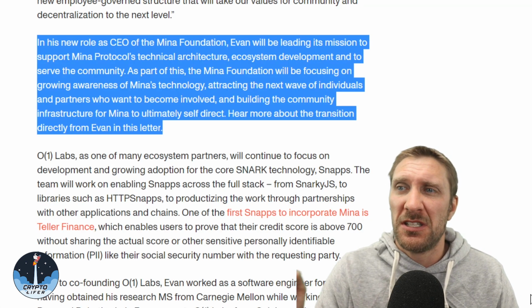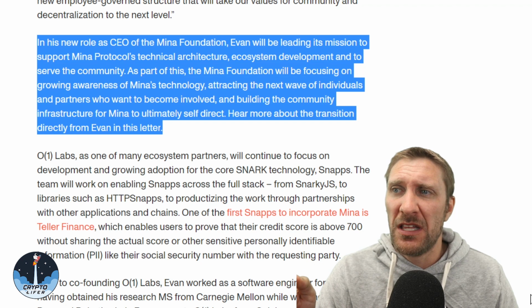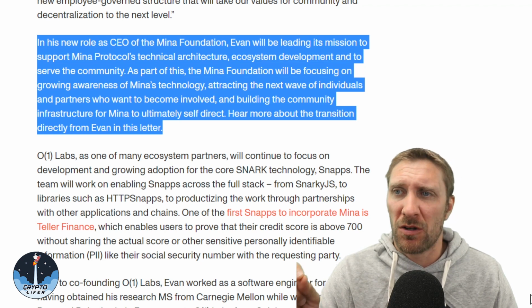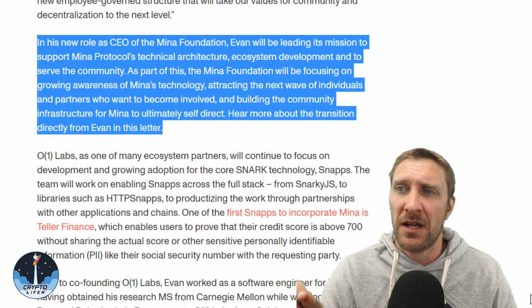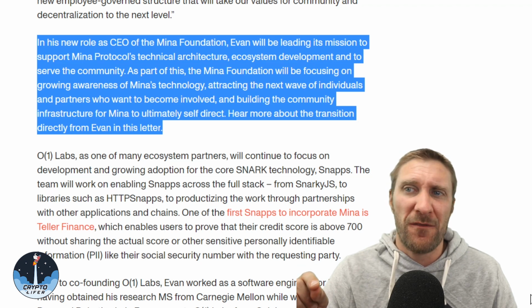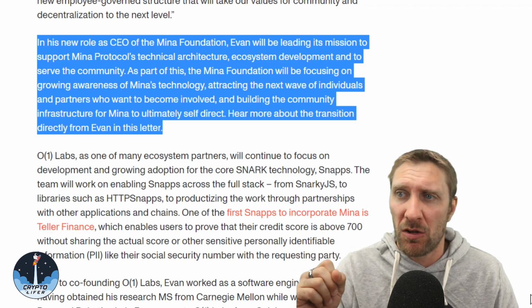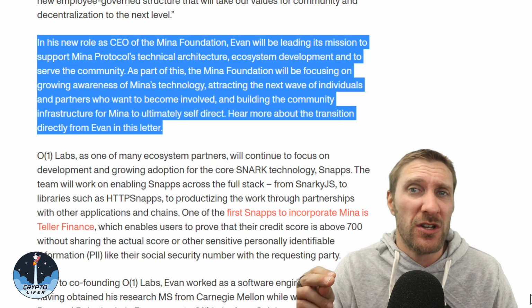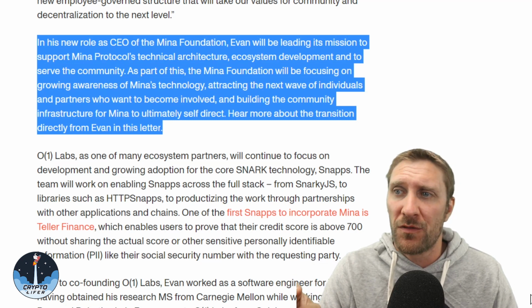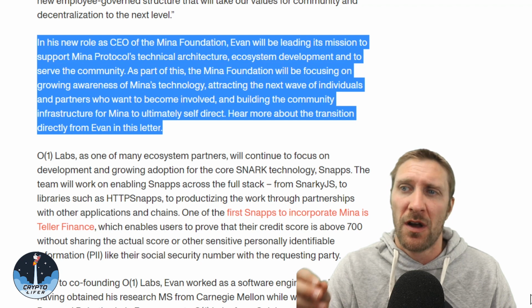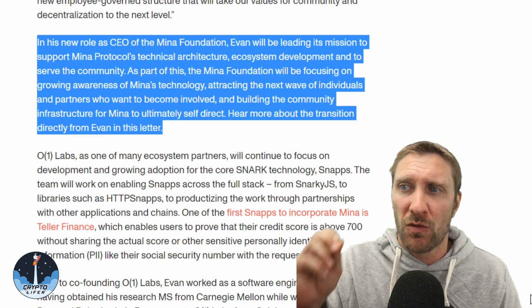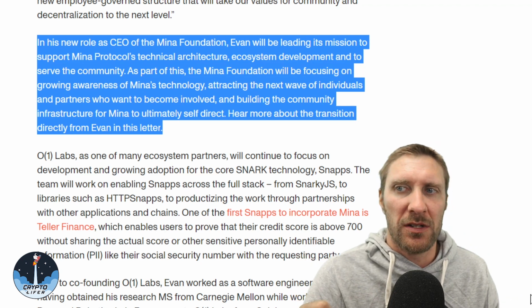In his new role at the CEO of Mina Foundation, Evan will be leading its mission to support Mina Protocol's technical architecture, ecosystem development, and to serve the community. As part of this, Mina Foundation will be focusing on growing awareness of Mina's technology, attracting the next wave of individuals and partners who want to become involved, and building the community's infrastructure for Mina to ultimately self-direct. Hear more about the transition directly from Evan.